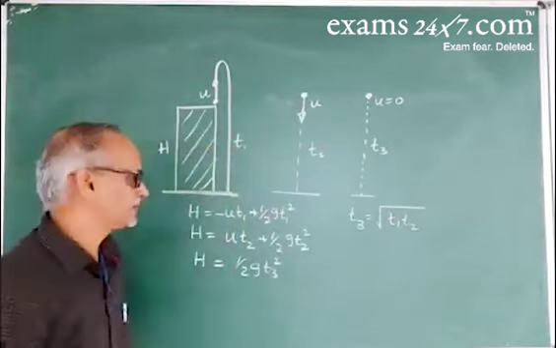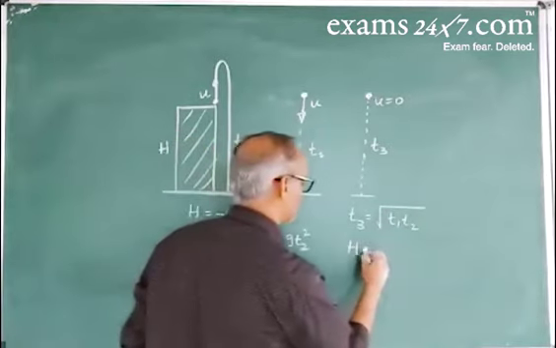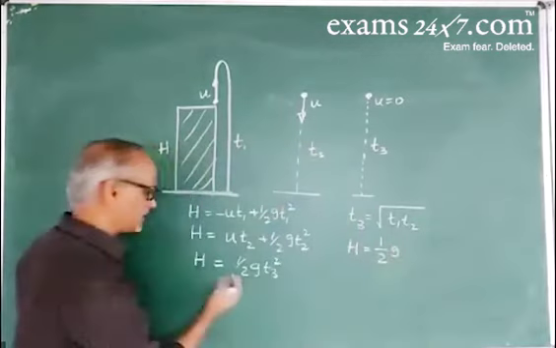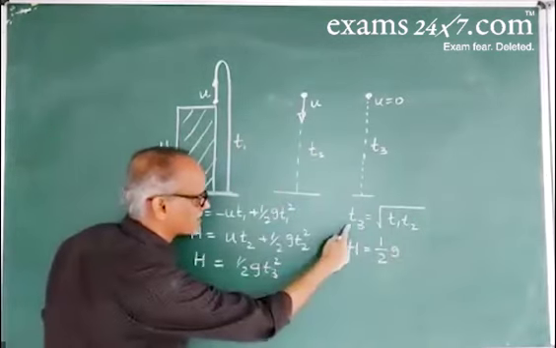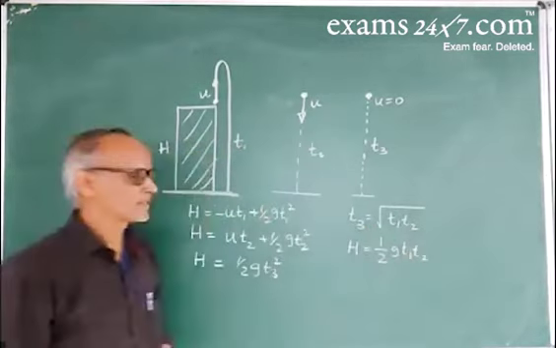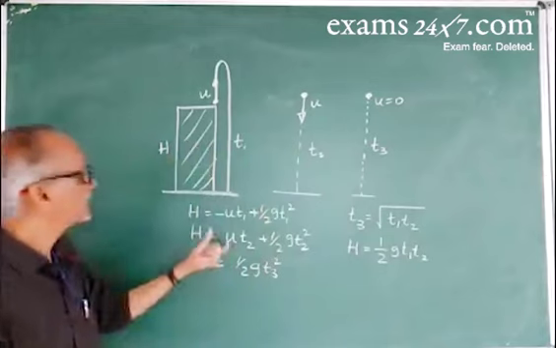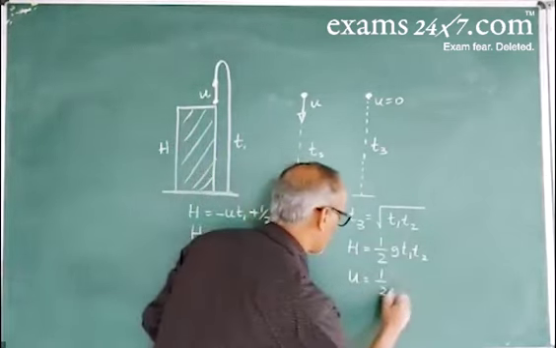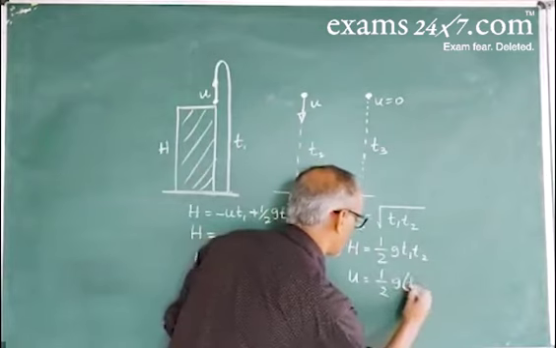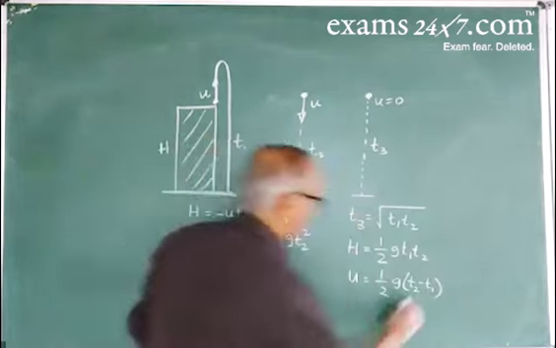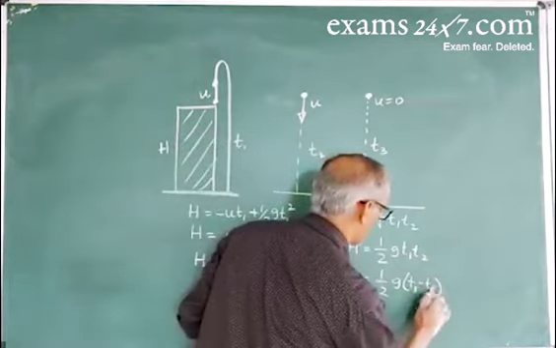You can even find the height. H is given by half g t3 square. T3 is this, so the square of it will give you t1 t2. By substituting the value of h here, you can even find the initial velocity. It is given by u is equal to half g (t2 minus t1), that is, t1 minus t2.